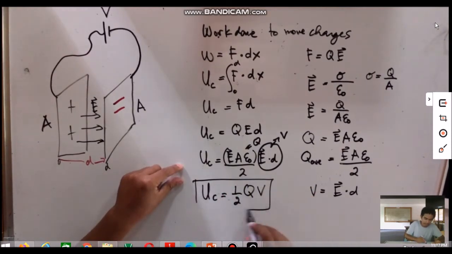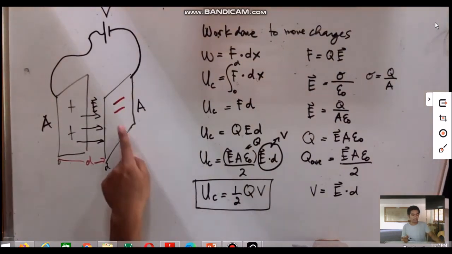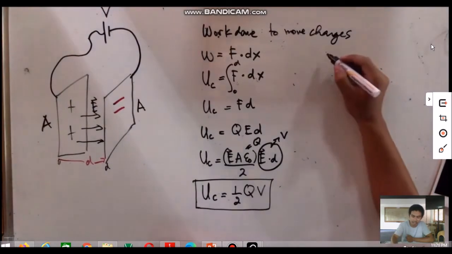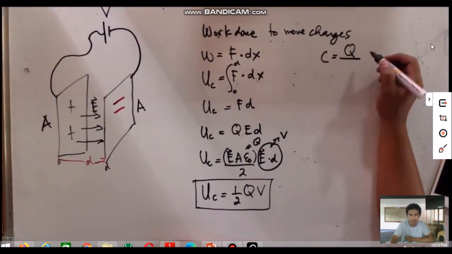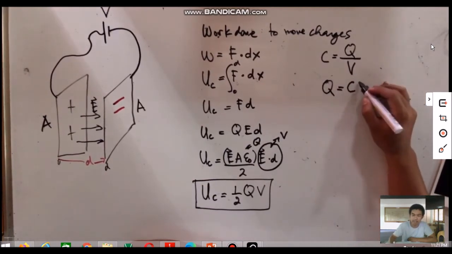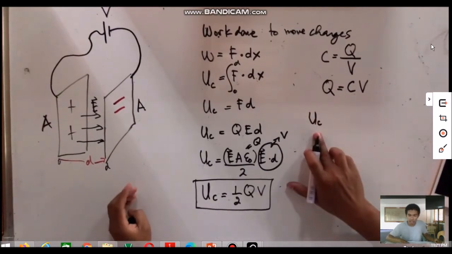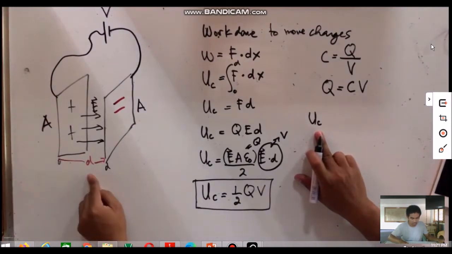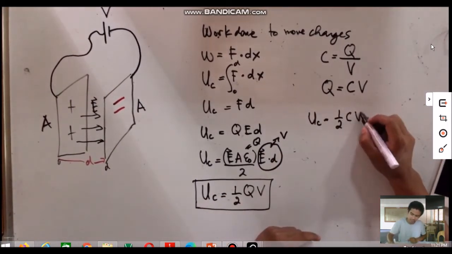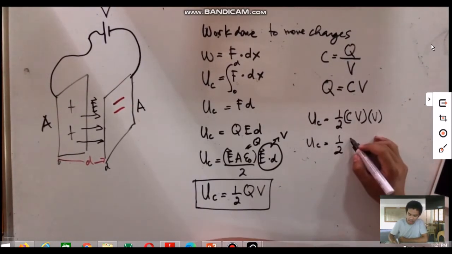Alright. So this is the potential energy stored in the capacitor: 1/2 times the charge of the capacitor times the voltage across the capacitor. Okay. We know that the capacitance of the capacitor is the charge over the voltage across it, or the charge is capacitance times the voltage. So we will plug in CV for Q. So we can also express the electrical potential energy stored in the capacitor, which is UC, as 1/2, replacing Q by CV, then C times V times V. So UC equals 1/2 C V squared.